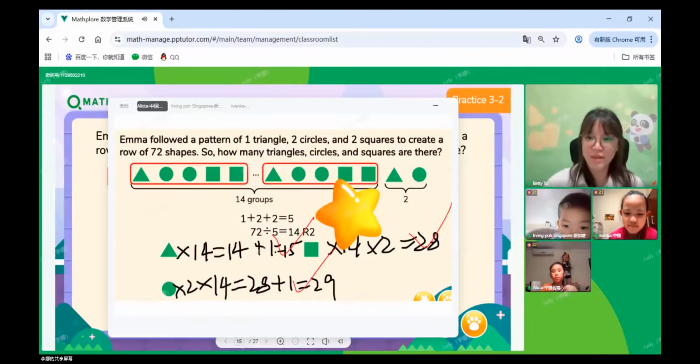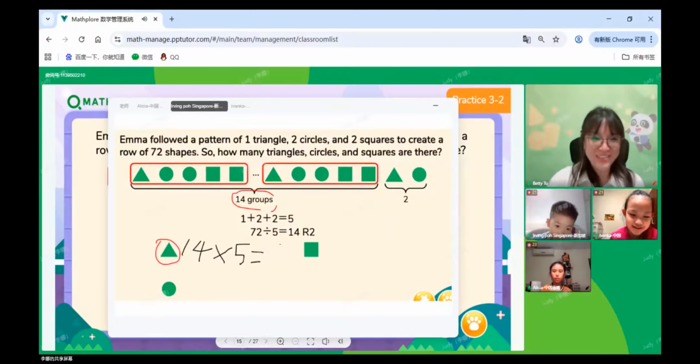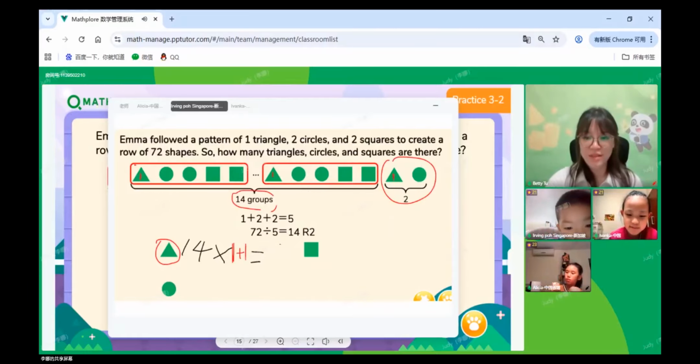Good, Alicia, work it out. Okay. 15. Irving, we found triangles, right? Each group, we only have 1 triangle, right? So 14 groups of 1 triangle, right? Irving? And then in the remaining part, we still have 1 more triangle, so we need to plus 1. So the answer is?